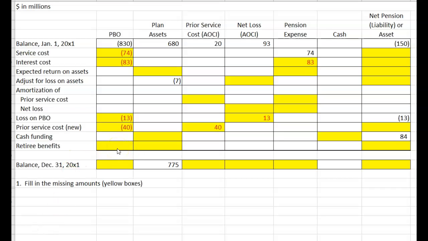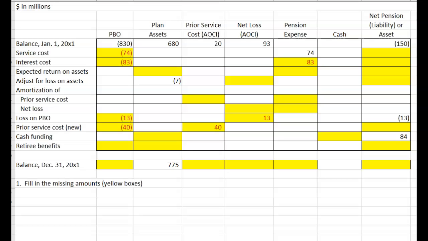Retiree benefits. At this point, there is simply no information available to calculate the retiree benefits. We do know that payment of those benefits will reduce the projected benefit obligation. So this is going to be a debit, but we just don't have enough information to calculate that number at this point. So let's move on to the plan assets column and see what we can do with this column.